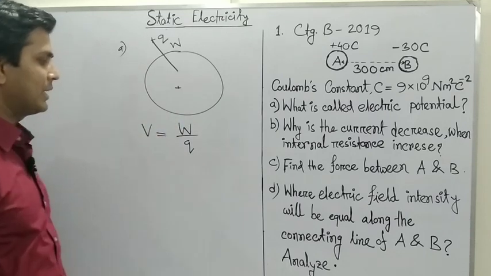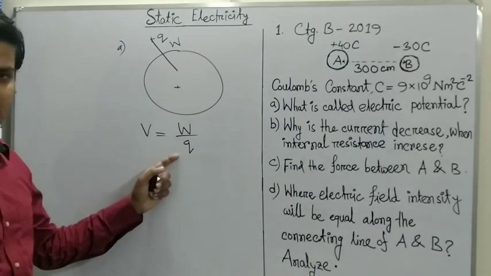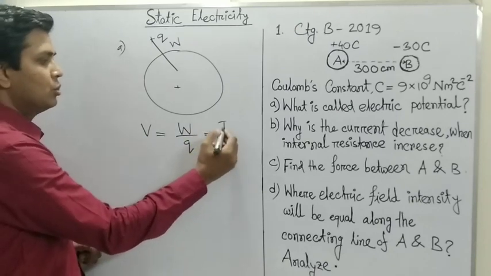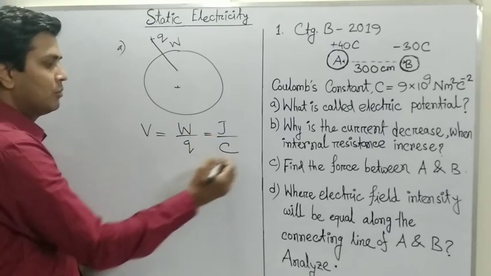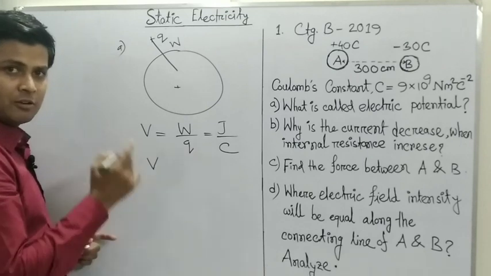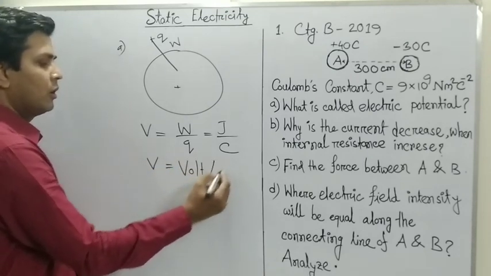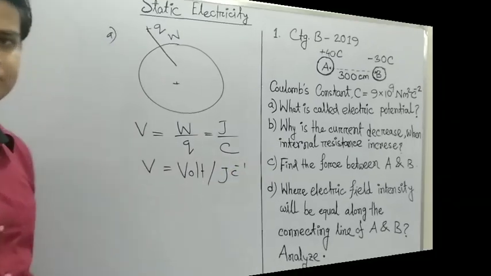Here W is the work done and Q is the charge. If we put the unit of work done as joule and the unit of charge as coulomb, then we get the unit of electric potential as volt or joule per coulomb.